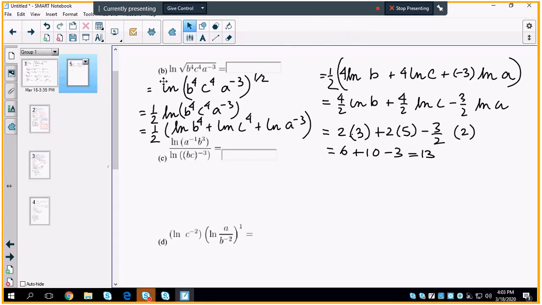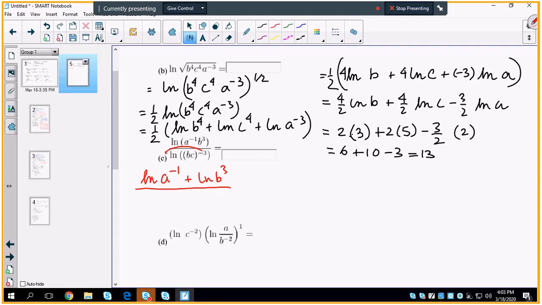The next problem, do not make the mistake of thinking of quotient rule. You just simplify the natural log on top and the natural log of the bottom. And the first one is by product rule, so natural log of a to the power negative 1 plus natural log of b to the power 3. On the bottom, I use the power rule first, so minus 3 times natural log of bc. Now on the top, I use power rule, so minus 1 natural log of a plus 3 natural log of b.